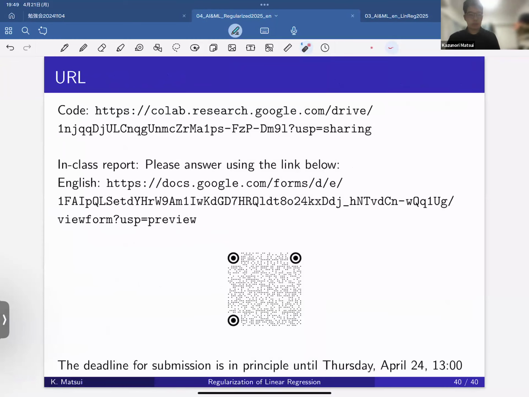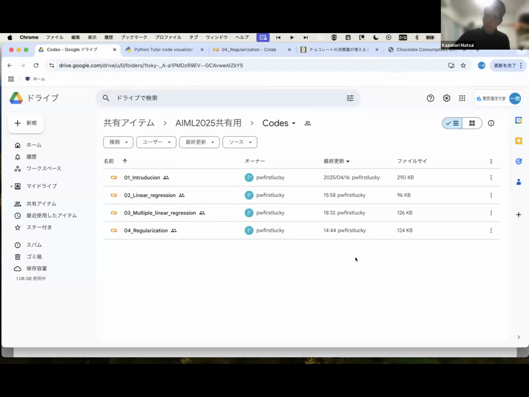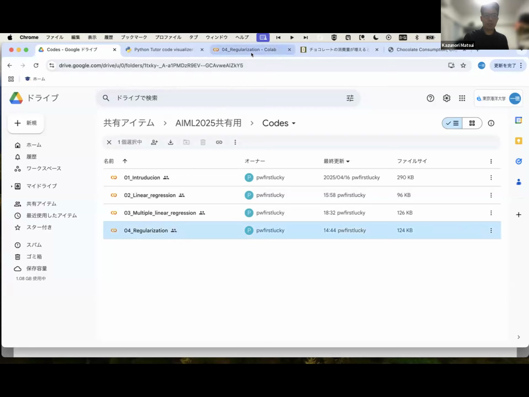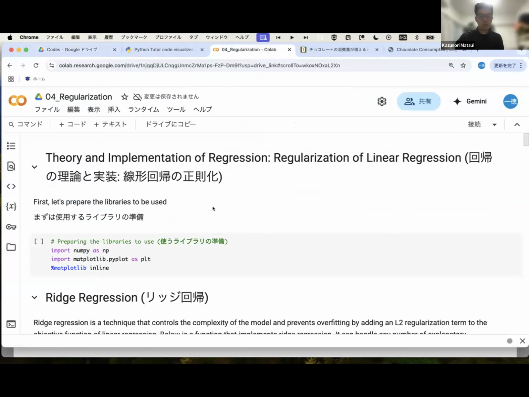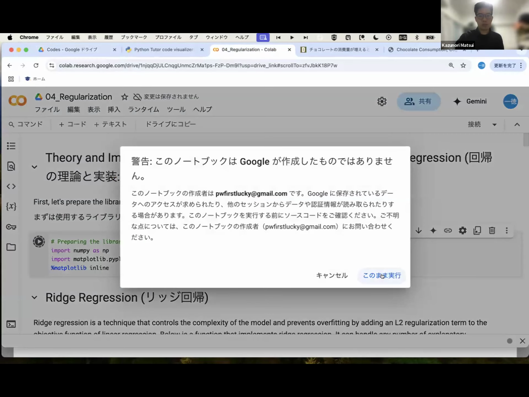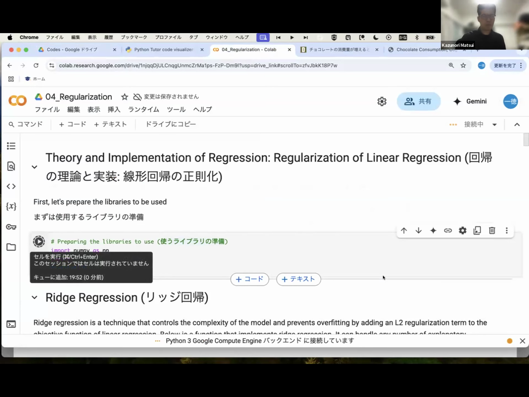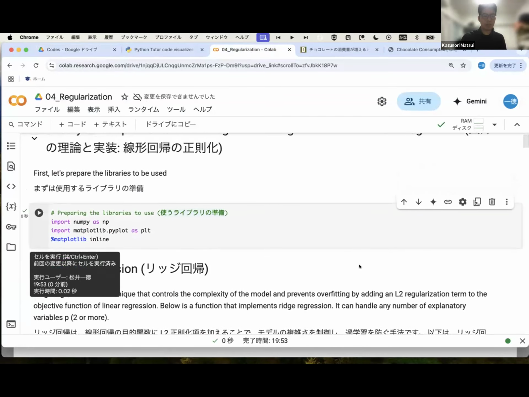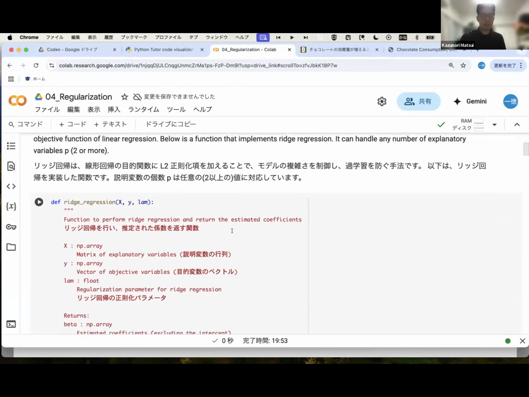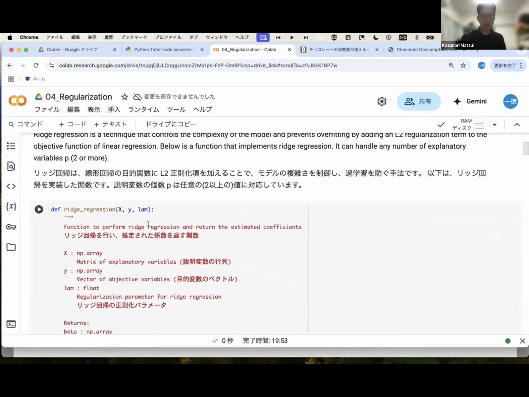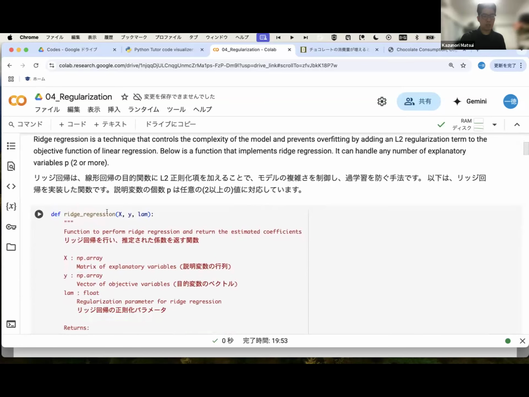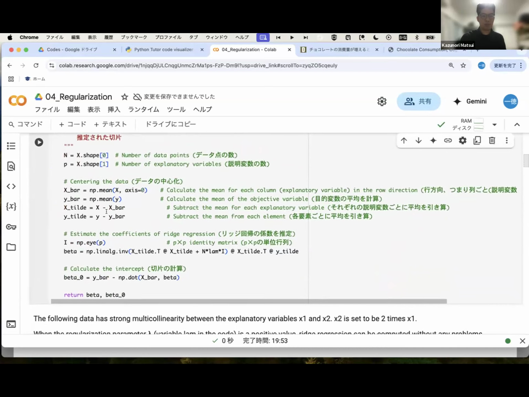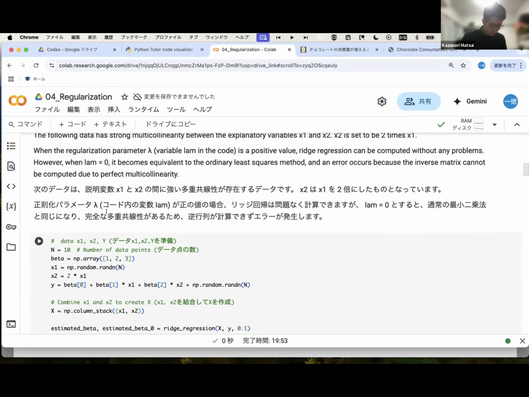Okay, now let's move on to the code. Let's explain the code. We will use 04 regularization. This one. Okay, so let's execute. We are waiting. Okay, so we prepare the library to be used. The ridge regression function is defined here. It's written in the slides.